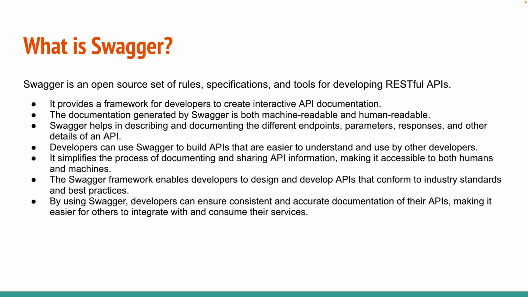It provides a framework for developers to create interactive API documentation. The documentation generated by Swagger is both machine readable and human readable. Swagger helps in describing and documenting the different endpoints, parameters, responses, and other details of an API. Developers can use Swagger to build APIs that are easier to understand and use by other developers. It simplifies the process of documenting and sharing API information, making it accessible to both humans and machines.